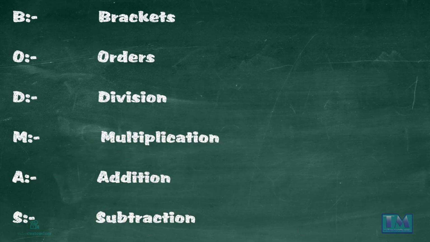If there are no brackets, then you check whether there are any of O, which is orders. Orders are things like a number to the power of a number or a square root of a number. So do them next.